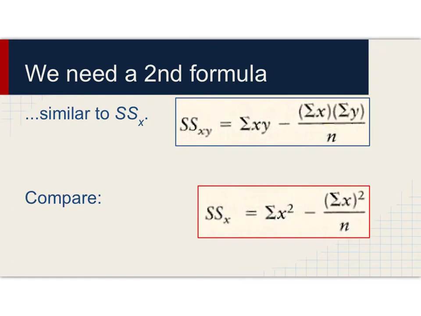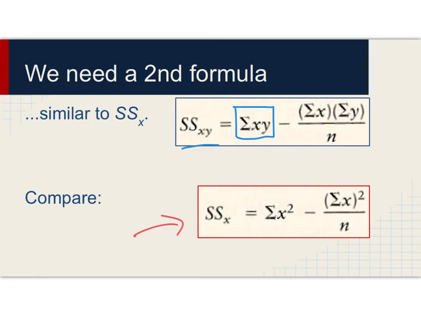But we need a second formula similar to it. Here's the one we had just looked at. SSX is equal to the summation of the x squareds minus the summation of the x's squared over n. We're also going to need one called SSXY. And in this case, we've swapped out the summation of the x squareds for the summation of the products of the x's and the y's.